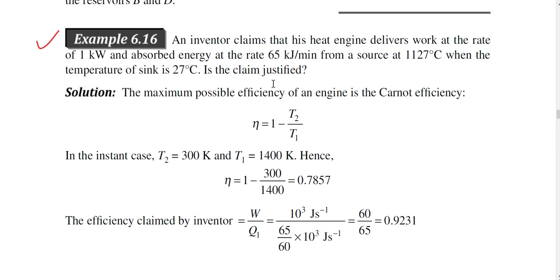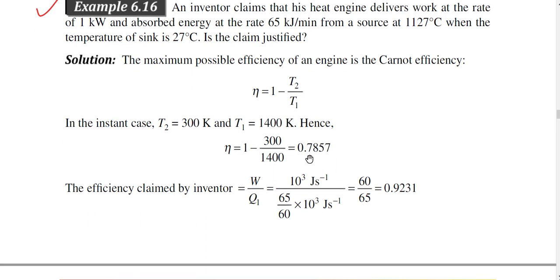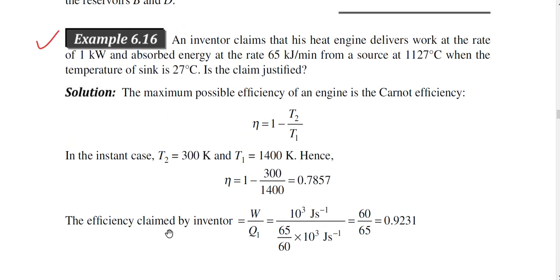So, how to proceed? At first we will write the formula of the efficiency eta, that is equal to 1 minus T2 by T1. T2 is the temperature of the cold reservoir and T1 is the temperature of the hot reservoir. According to this problem, if you convert these temperatures into the Kelvin unit, T2 is equal to 300 Kelvin and T1 is equal to 1400 Kelvin. So, you can calculate eta very easily. This is the value of the eta.